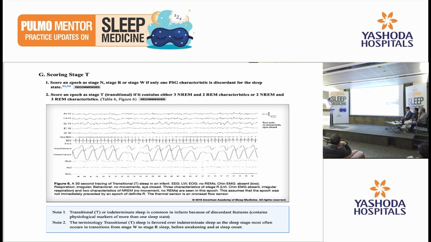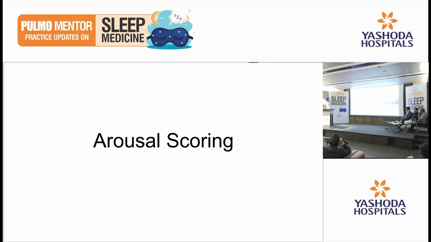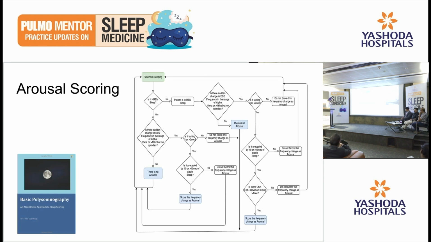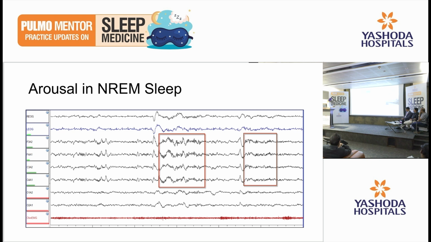And lastly, if you are not able to see non-REM and REM features in EEG, EOG, and EMG, we call it transitional sleep stage. There are certain combinations for that. When you're doing sleep scoring, sleep staging, you have to simultaneously do the arousal scoring also. You cannot do sleep staging without simultaneously doing the arousal scoring. Now, arousal scoring is basically, you have to score arousals in non-REM versus REM sleep.